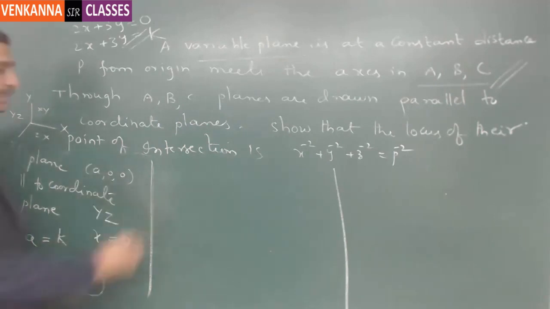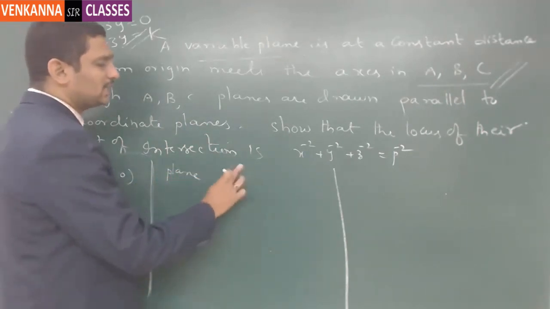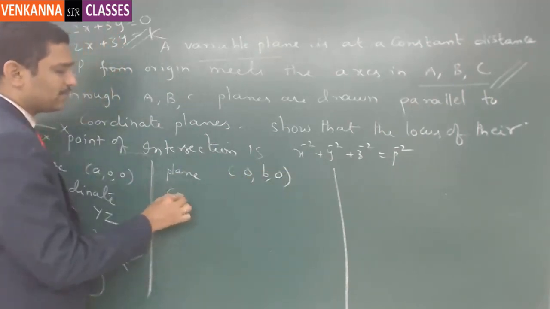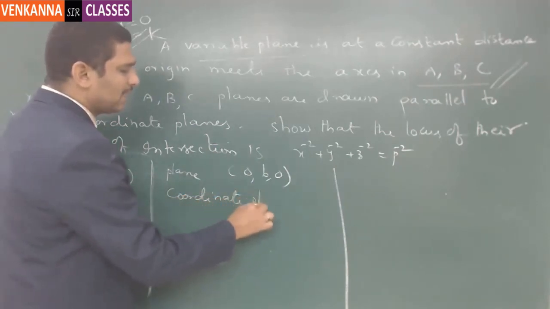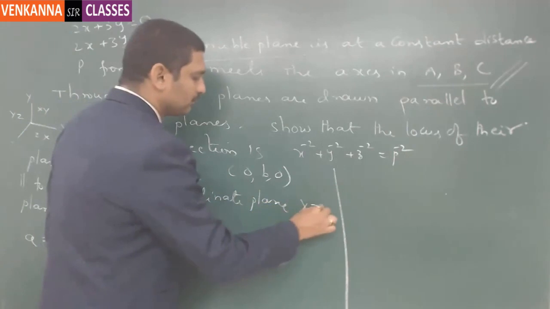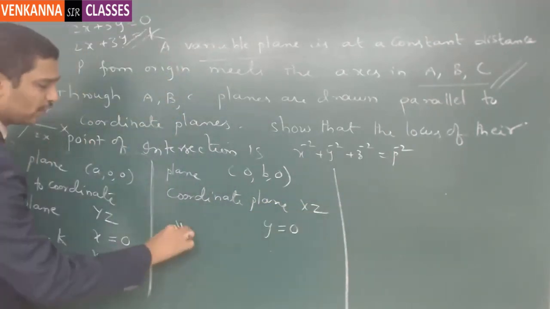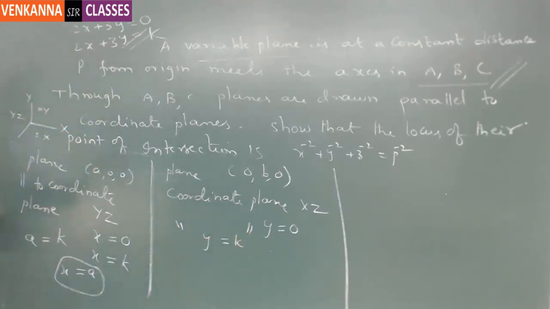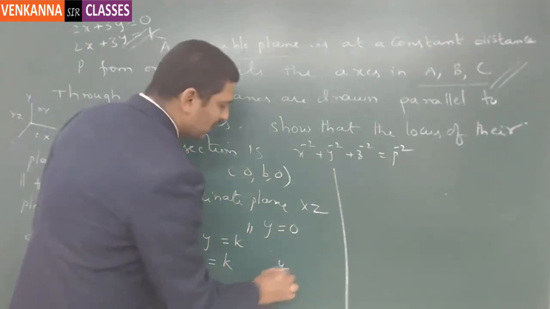For the second case, you are going to calculate the plane equation passing through the point (0, b, 0) and parallel to the coordinate plane. Here the coordinate plane is nothing but the xz plane, whose equation is nothing but y is equal to 0. Therefore the required plane is y is equal to k. Substituting the point (0, b, 0) there, you will get b is equal to k. From these two, you will get y is equal to b.